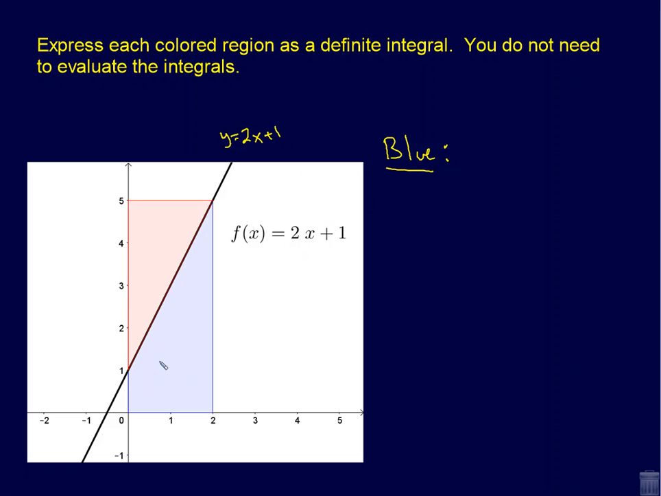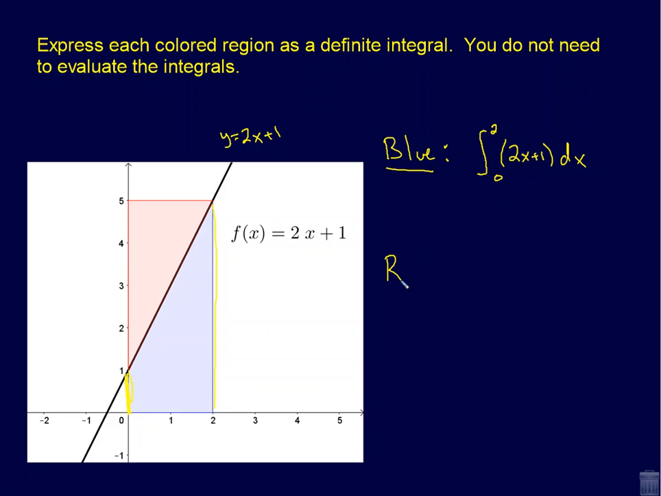And this blue interval begins at the vertical line where x equals 0 and then ends at the boundary where x equals 2. So I would interpret this blue area to be the integral from 0 to 2 of the function 2x plus 1. And we always put that dx at the end. So just to express that as an integral, that's how I would do it.